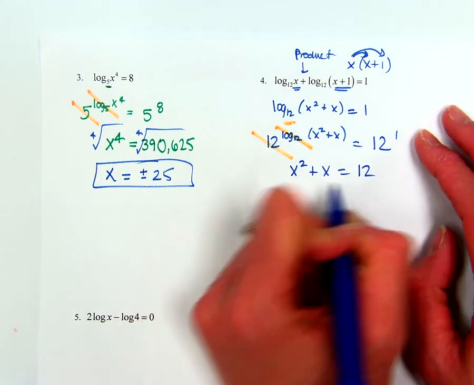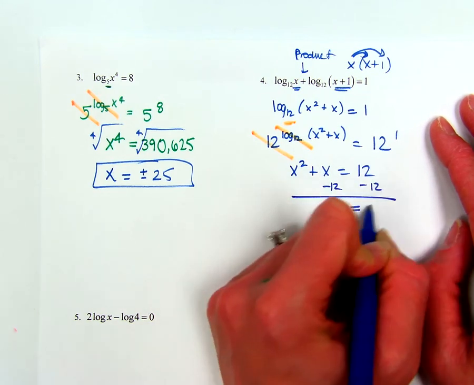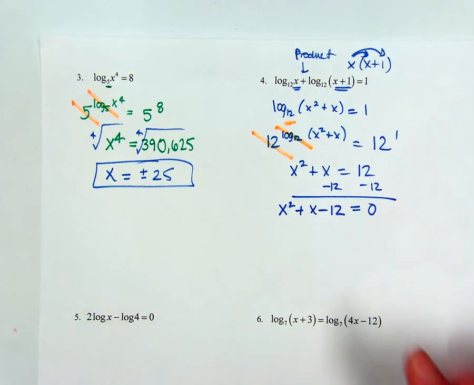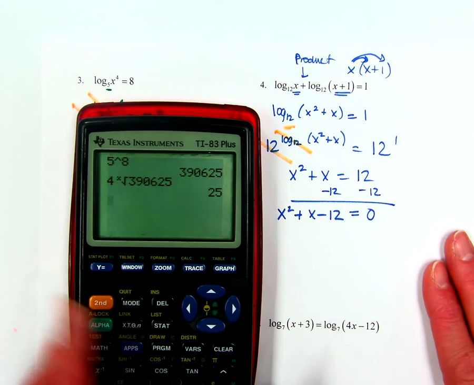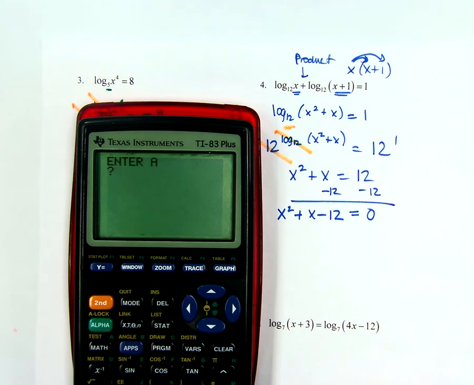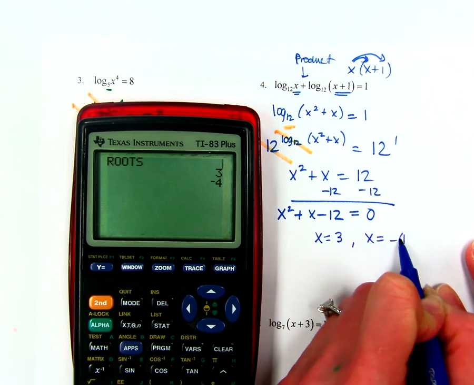So now, because I have a quadratic, I have to move everything to one side so it's equal to 0. So I get x squared plus x minus 12. This means I can solve using the quadratic formula, so I'm just going to run my a-quad program on my calculator. And I've got a is 1, b is 1, and c is negative 12. So my answers are positive 3 and negative 4.